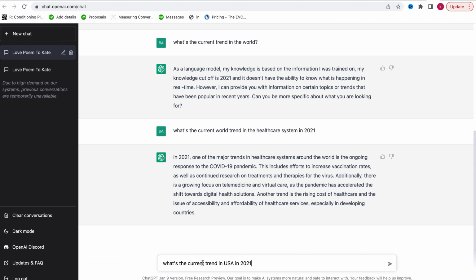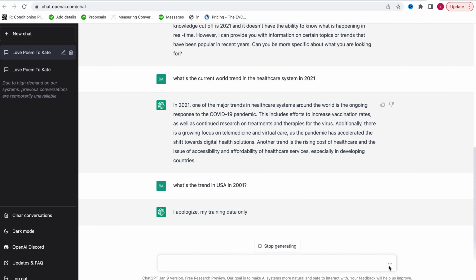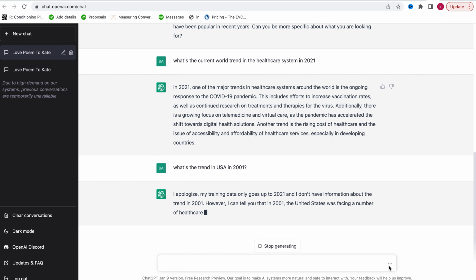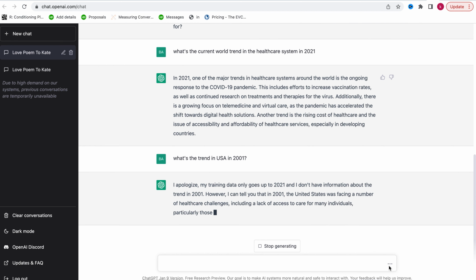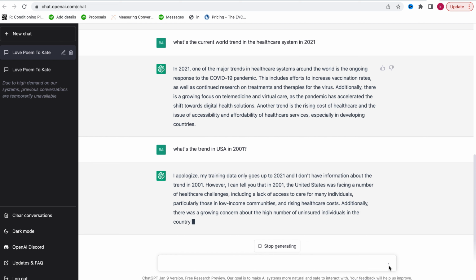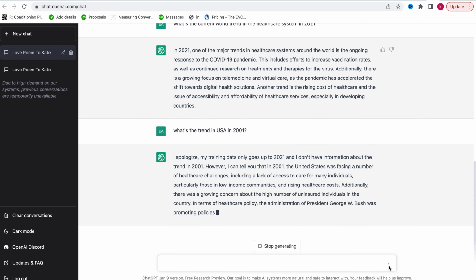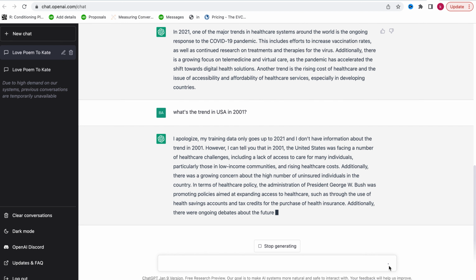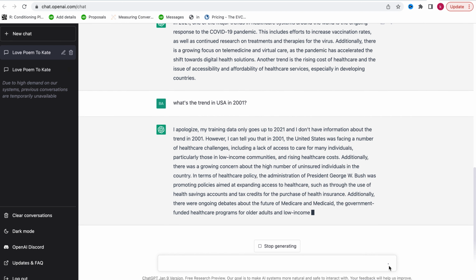Okay, what's the trend? In the USA in 2001 actually. Okay, let's see what's going on here. If we get something, it's going to say my training data only goes up to 2021, and I don't have information about the trend in 2001. However, I can tell you that in 2001 the United States was facing a number of healthcare challenges, including the lack of access to care for many individuals.